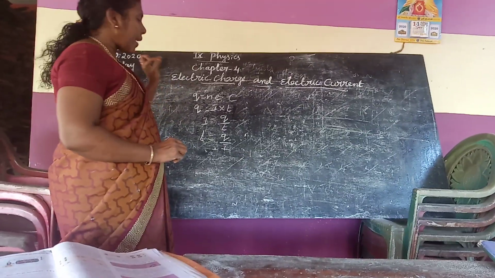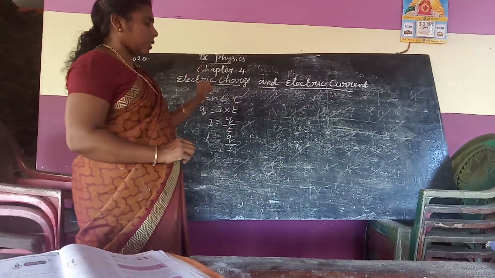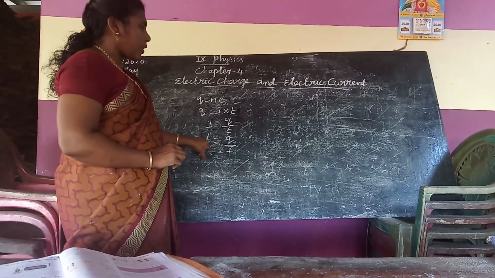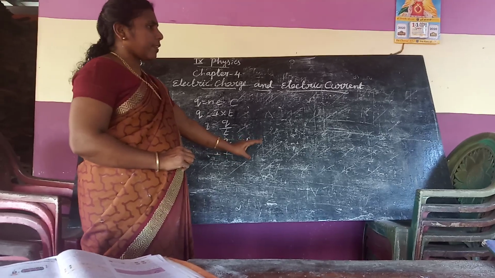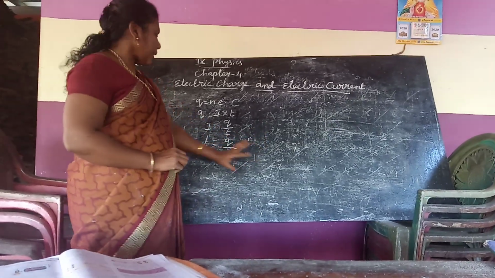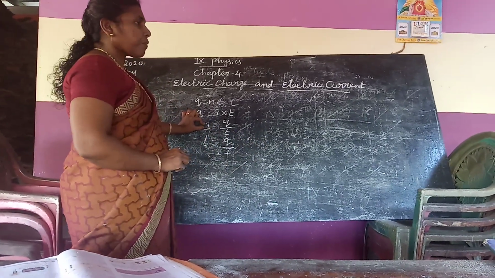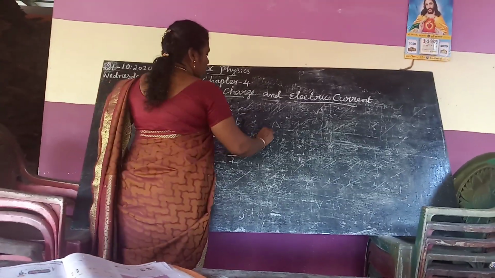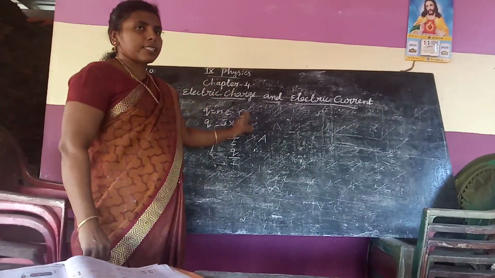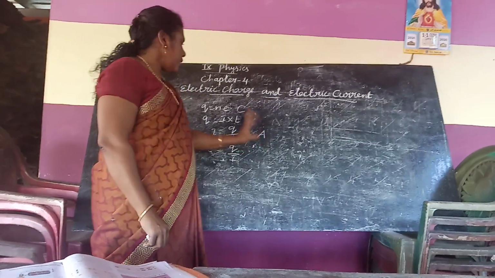We should write the unit of the quantity which the question asks. Suppose you are calculating time. What is the unit of time? Second. So next to the answer you have to write the unit second. Suppose you have to find electric current. The unit of electric current is ampere, so next to the answer you write ampere.